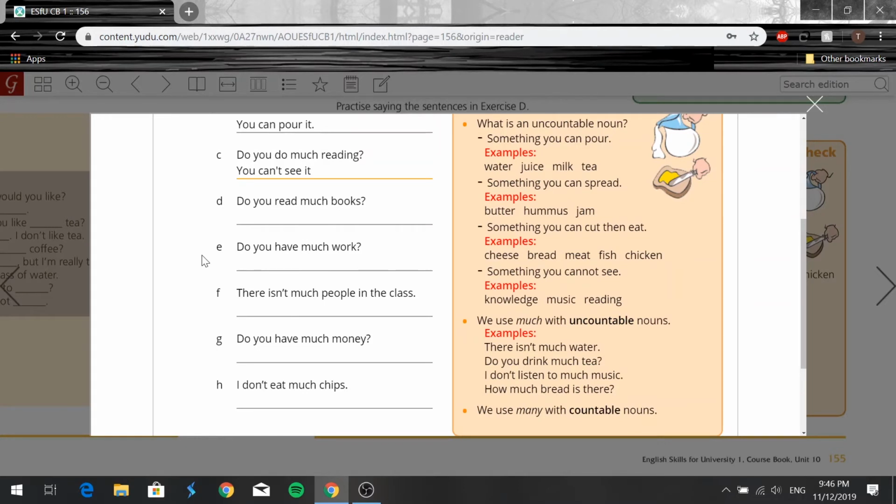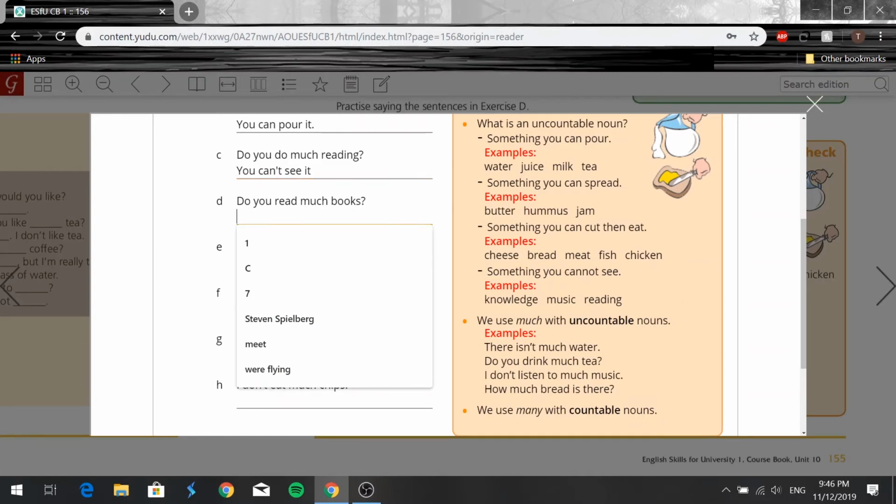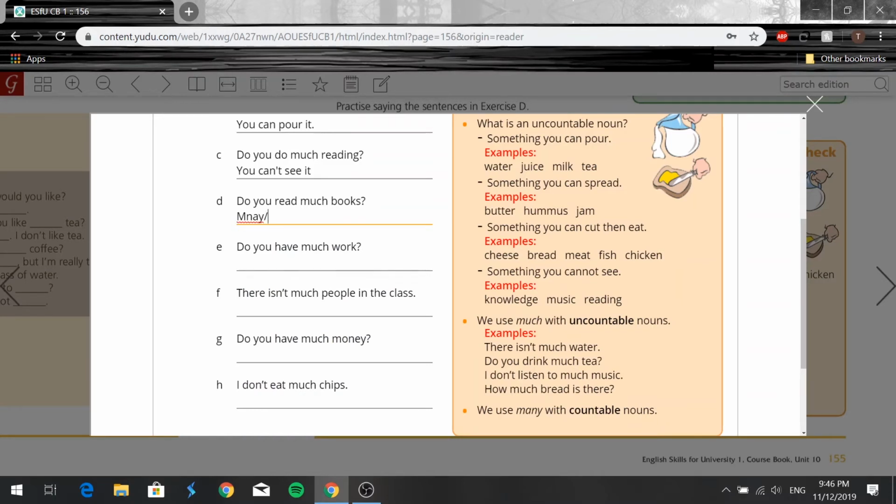Do you read much books? Well, this one's wrong. And why is it wrong? Because you can actually see books, right? Books are a countable noun. So, do you read? We'll say many. Let me write that in capital. Okay, and we'll say, you can see them, as in books. So many, you can see them.